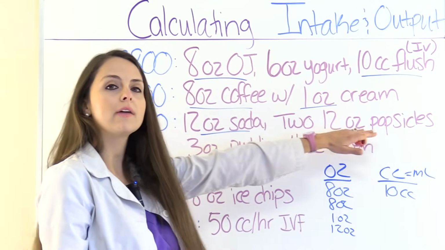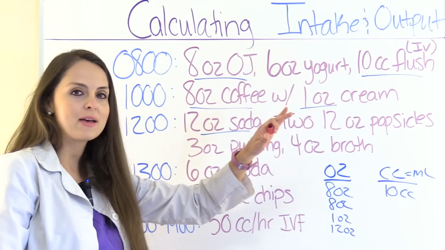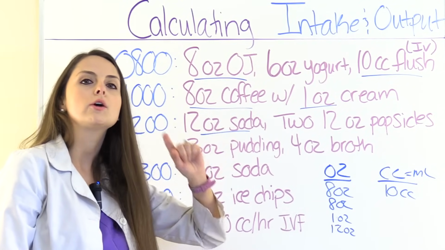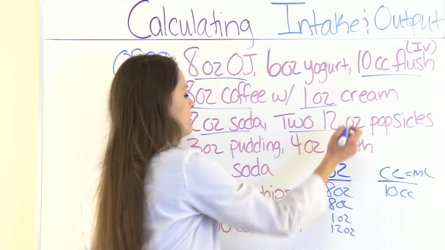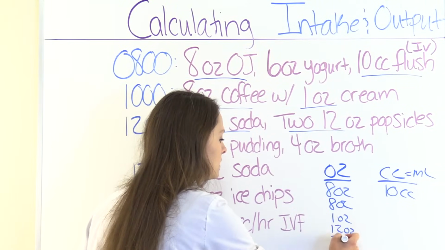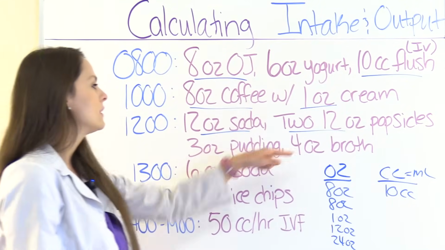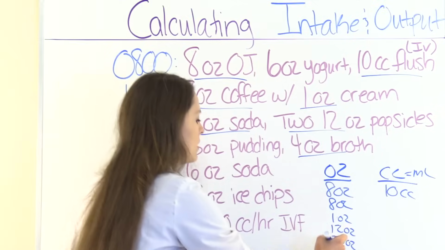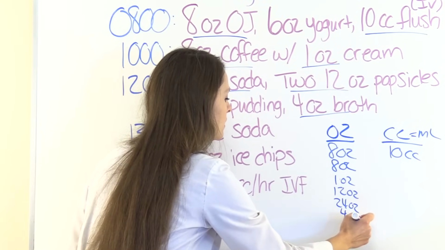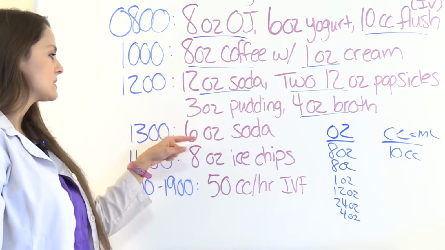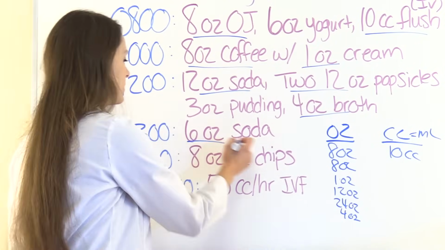They had 2 12-ounce popsicles. Don't let that mess you up. They had 2 of them, so what would it be? We're not going to record 12, we're going to record 24. So 24 ounces. They had 3 ounces of pudding, which we're not including, and then they had 4 ounces of broth, which we include. And then at 1300, they had 6 ounces of soda, which we include.